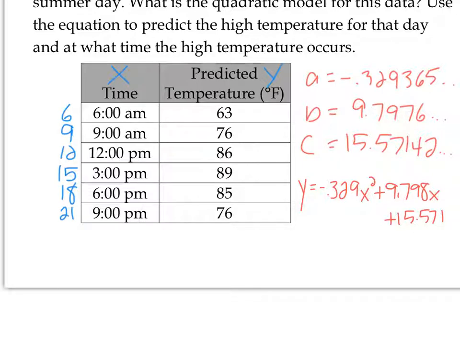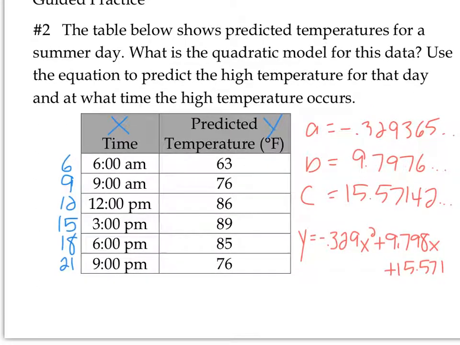You'll notice here we want to use the equation to make a prediction. Set in the directions, we go back here. We want to write the quadratic model and then use the equation to predict the high temperature for that day. So we want to use this equation to predict the high temperature. It might be hard to use the equation to predict it, but we could use the graph. You can calculate a minimum or a maximum on your graph.